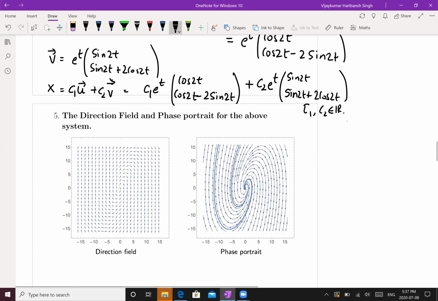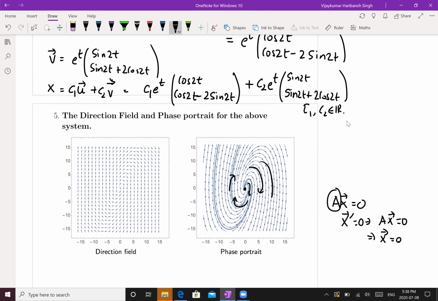So now look at the direction field. This is how the direction field looks. Here is the equilibrium, right? Since the determinant of A is non-zero, x prime equals 0 implies Ax equals 0, which implies x equals 0. So if the determinant of A is not 0, then the equilibrium is x equals 0. As you can see, the solutions are spiraling away from the equilibrium x equals 0.